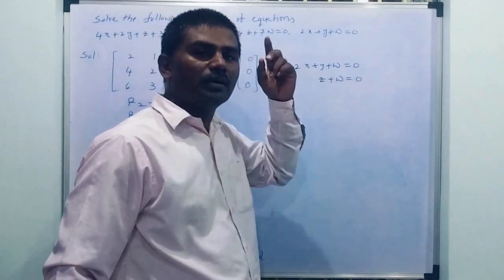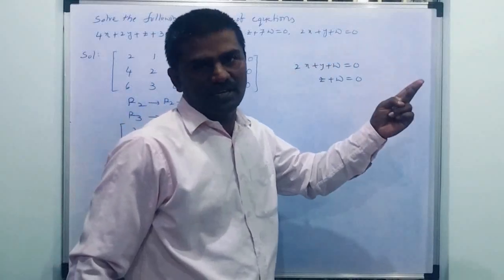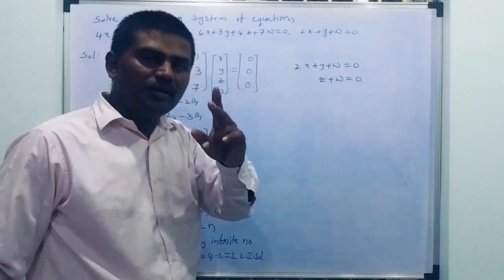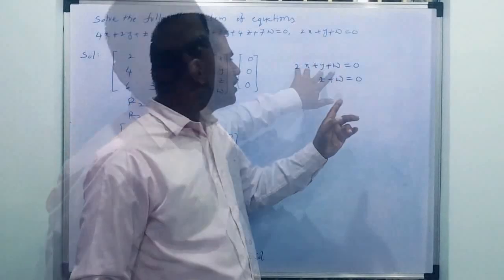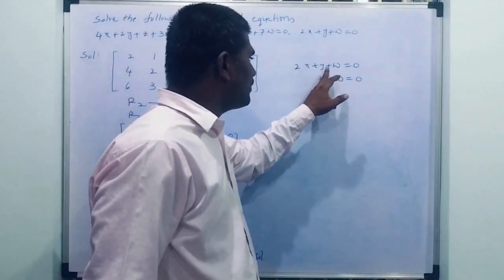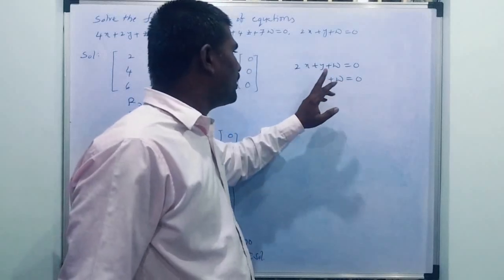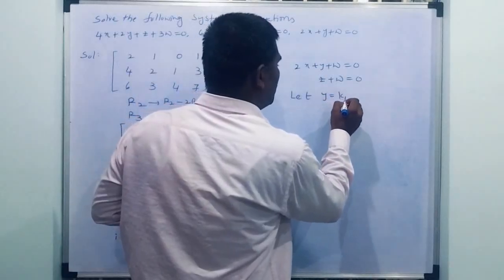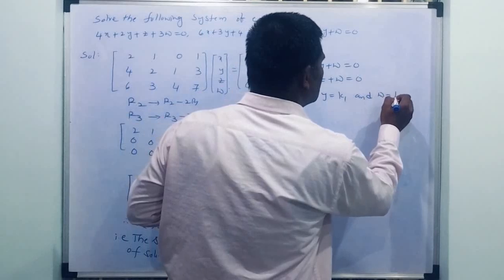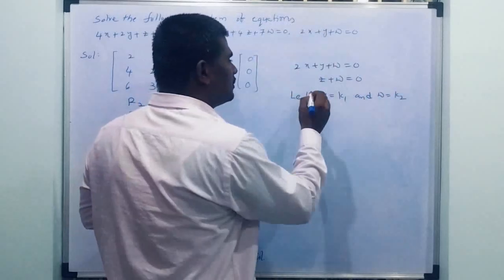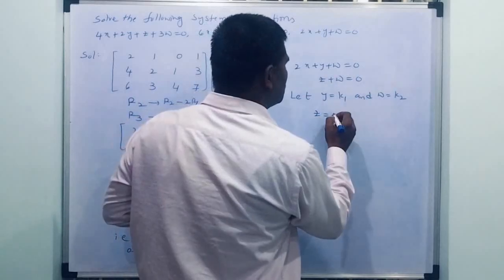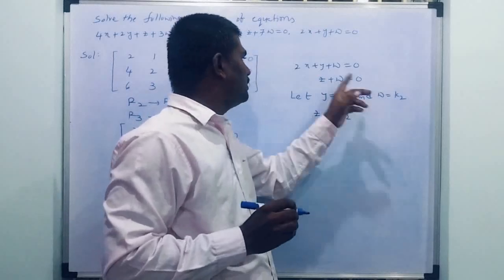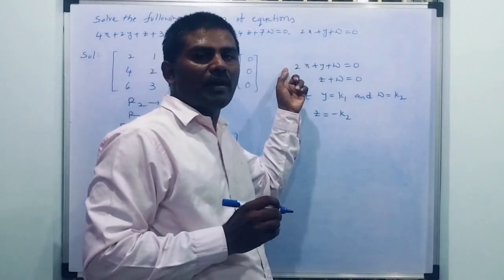Here you need to take 2 variables as constants because your linearly independent solutions are 2. So that we have to assign 2 constants to 2 variables. So I am considering y as k1 and w as k2. Then you can find the values of all x, y, z and w. Y is equal to k1 and w is equal to k2. Then your z is equal to minus w, that means minus k2. Now you know the values of y, z and w. You can substitute in this equation to find the value of x.